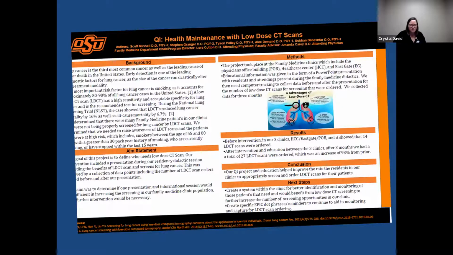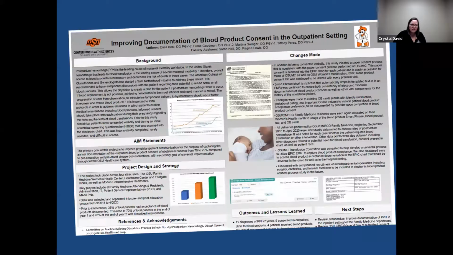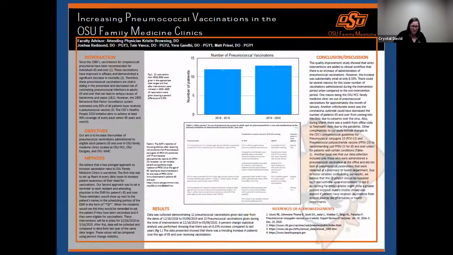So this is what one would look like if you haven't seen any of the posters in the past. This one was about low dose CT scans. Here's another one about blood product consent in the outpatient setting. And I mean, you can't read them on here, I know, and I don't expect you to, but I just wanted you to get an idea. And this is that improving pneumococcal vaccination one that I believe was the first place one last year.